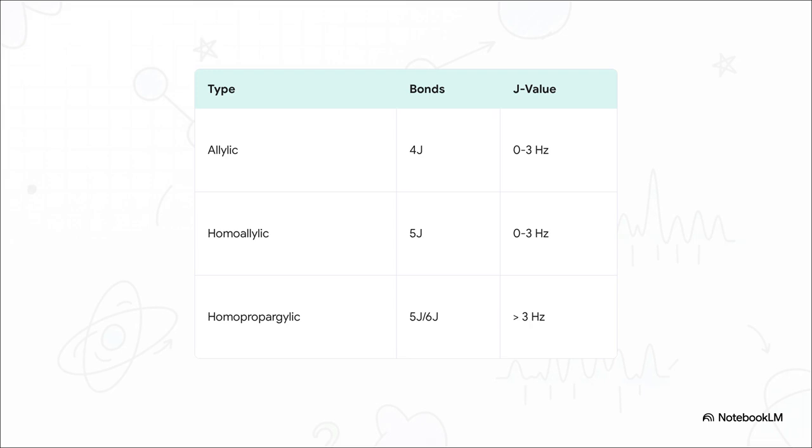Let's put the numbers side by side to really get a feel for this. Allylic, a 4-bond coupling, typically gives us 0 to 3 Hertz. Homoallylic, a 5-bond coupling in alkenes, also gives 0 to 3 Hertz, but remember, only in very rigid systems. But homopropargylic coupling, which spans 5 or even 6 bonds, often yields coupling constants greater than 3 Hertz. Because of that incredible cylindrical pi bridge we just talked about, these alkyne interactions absolutely punch well above their weight class, maintaining strong communication over very long distances.